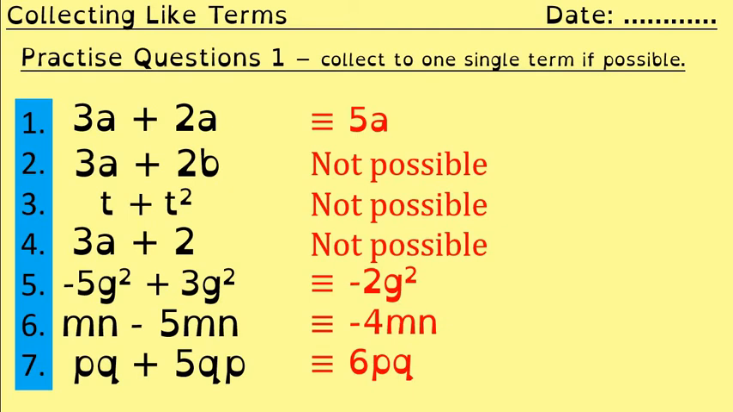And then pq and positive 5qp, they look like they're unlike terms, but actually this term should be written alphabetically as 5pq. So they are like terms, it's just this one's written in the wrong order. So these actually can be collected to 6pq.